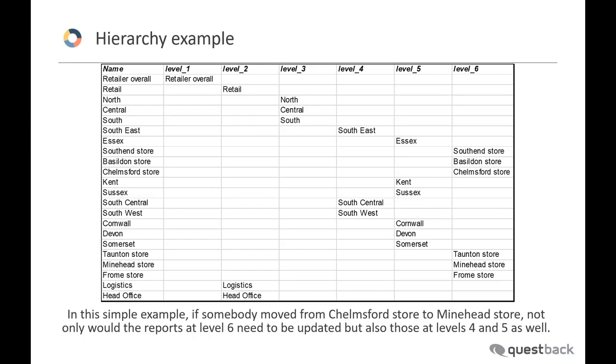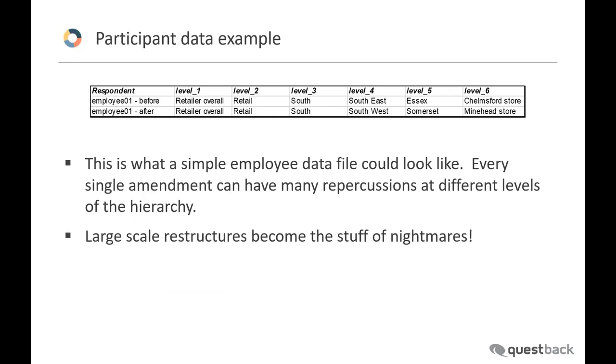This is just a quick snapshot of different parts of the hierarchy. And this is quite an easy one. It only breaks down into 6 levels. And in this theoretical situation, you've got one person who maybe needs to move from a Southend store down to Minehead, or Chelmsford down to Minehead. It doesn't really matter. The principle is moving from one team in level 6 to another team in level 6. And what the employee file could look like is a little bit like this.